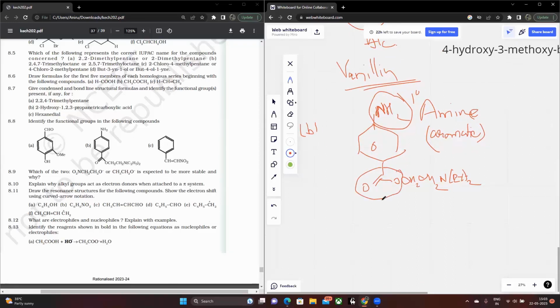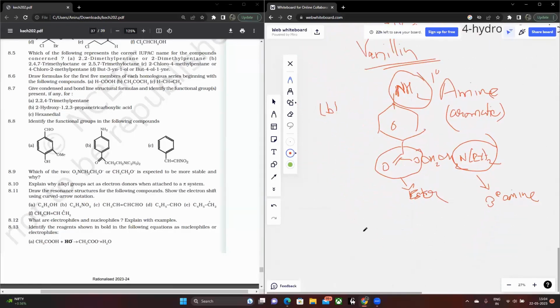This group COO is an ester, right? And this is a tertiary amine, right? Because it's connected to 3 carbons, two of the ethyl and one of this carbon, right? So these are the 3 functional groups over here. Tertiary amine, an ester, and a primary aromatic amine, right? This compound is given the name procaine, right? Procaine.